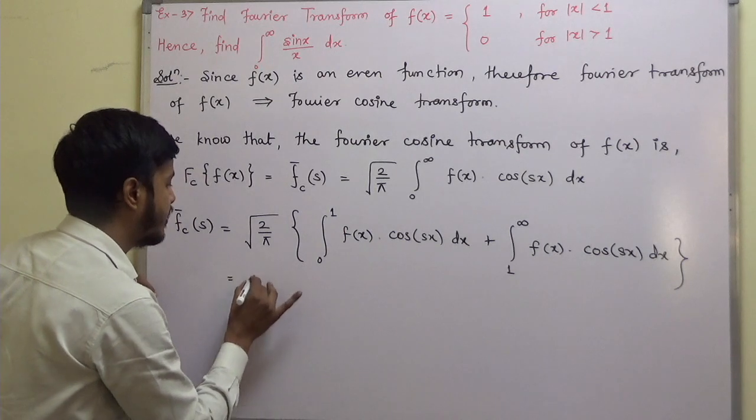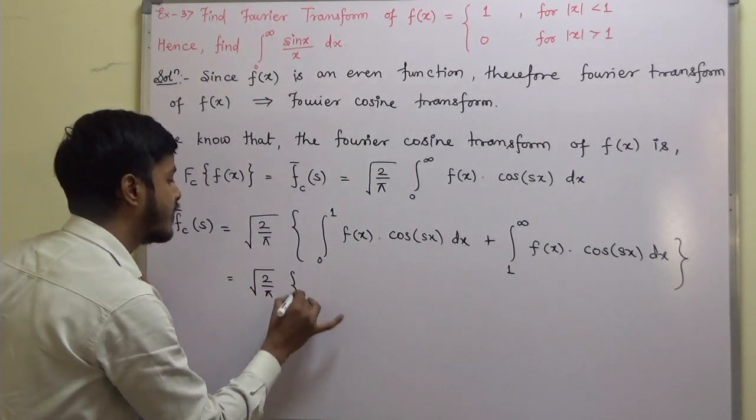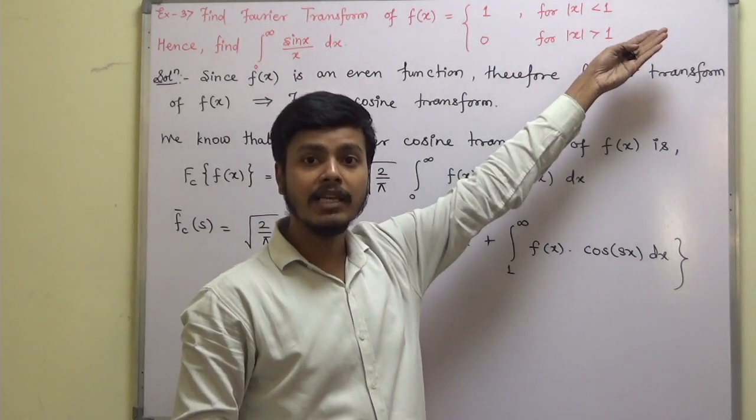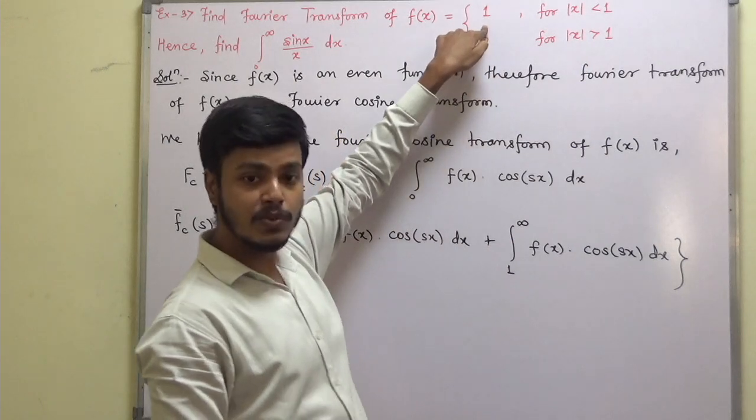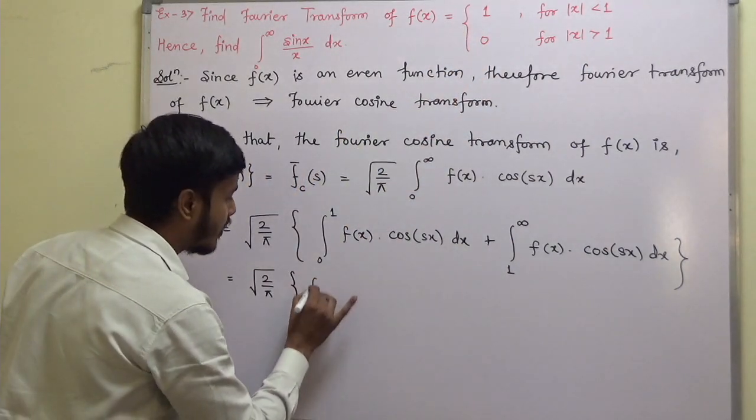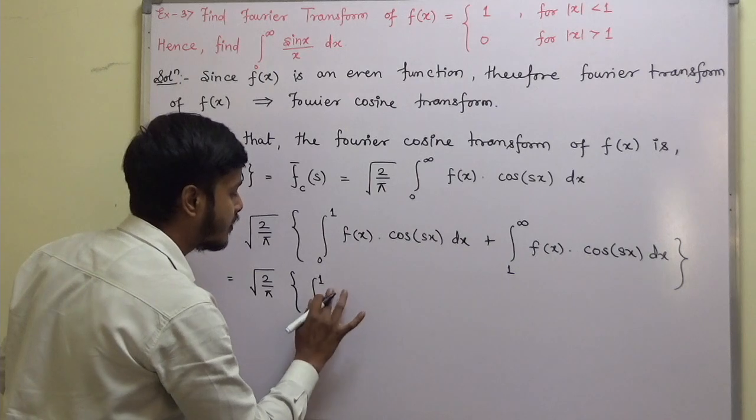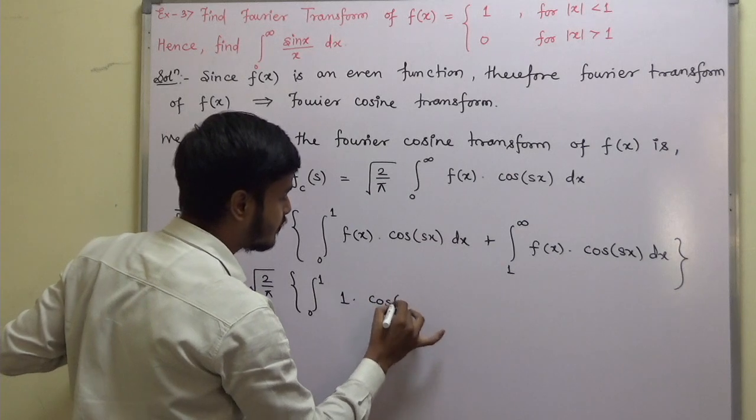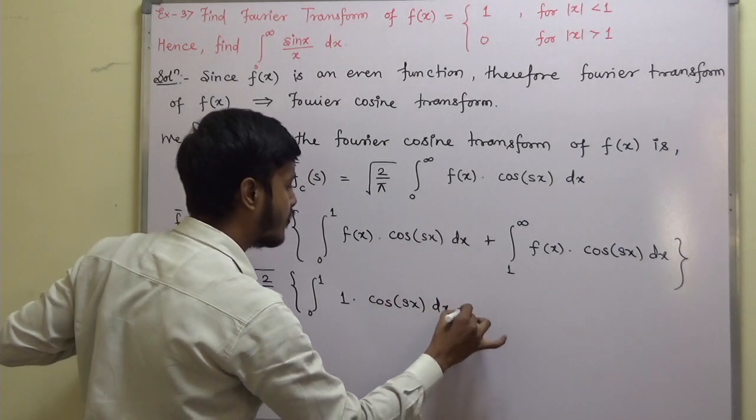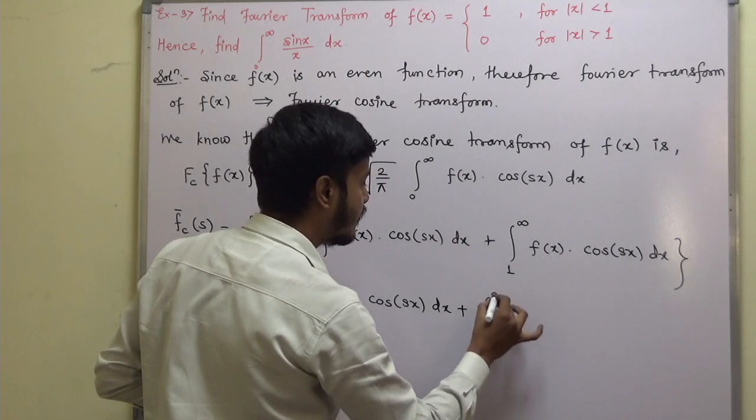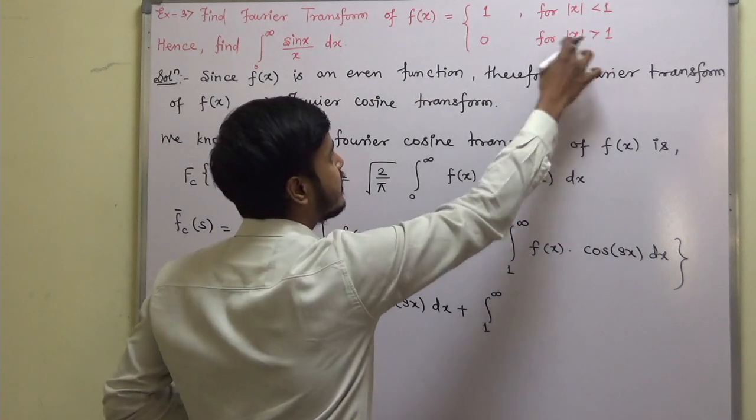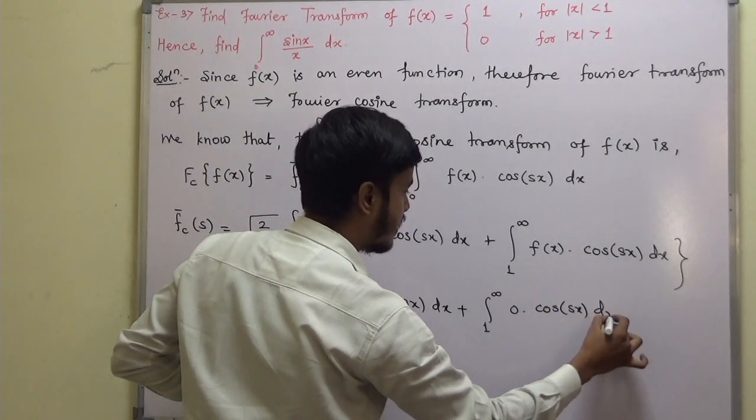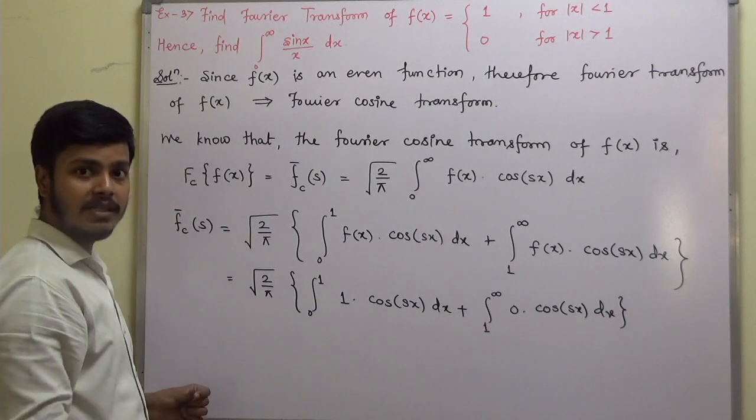So this is under root 2 by pi integration 0 to 1. Integration 0 to 1 means mod of x less than 1. So its value is 1. So I will write it as integration 0 to 1 f of x for this is 1 into cos sx dx. And what about this integration 1 to infinity? What is f of x for x greater than 1? 0. So 0 into cos of sx dx. Okay, second integral vanishes.